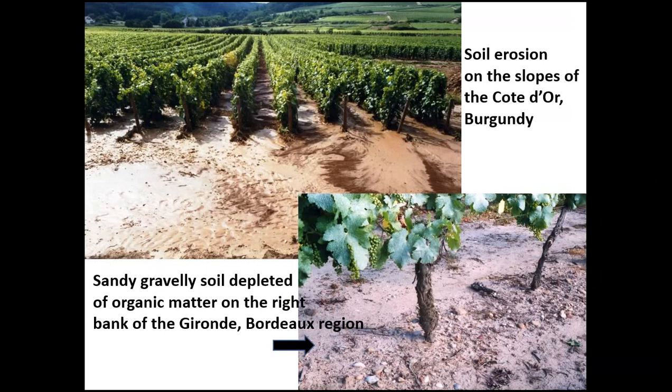Then, of course, overcultivation will produce a kind of soil, as you see on the right-hand side there, and the right bank of the Gironde in the Bordeaux region, where excessive cultivation of a sandy, gravelly soil has more or less removed all the organic matter from that soil. So that's very bad for soil structure.